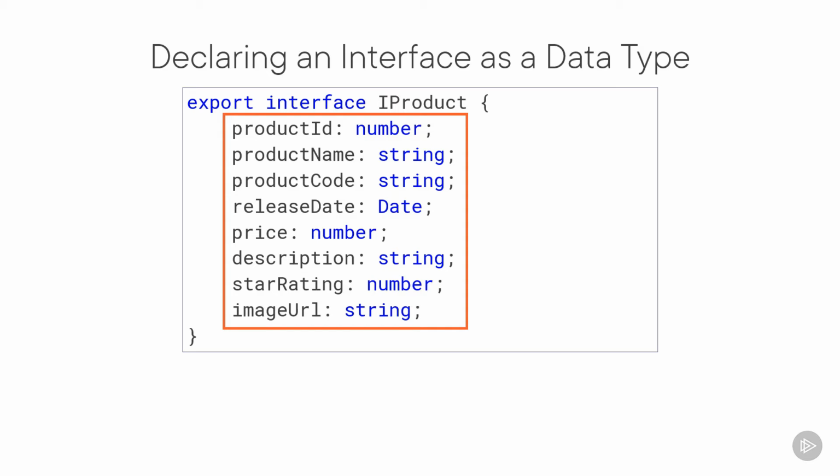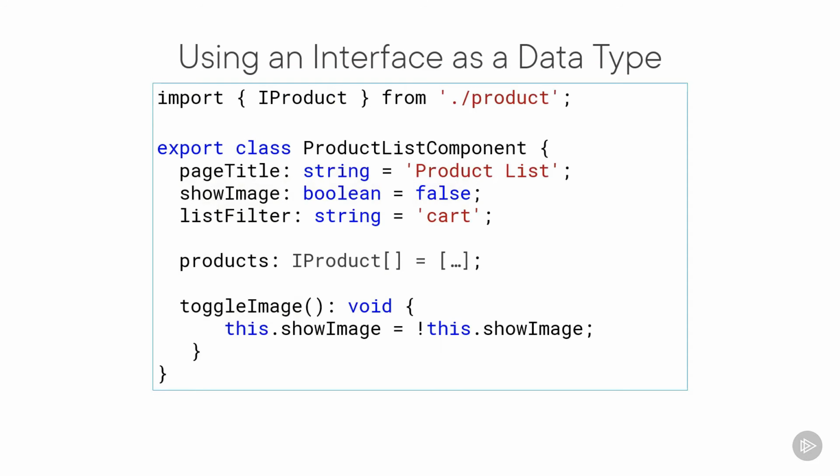This example defines the properties for a product. For each property, the interface includes the property name, a colon, and the property data type. Once we've defined an interface, we can use it as a data type. We import the interface and then use the interface name as the data type, just like we use other data types, such as string or boolean.